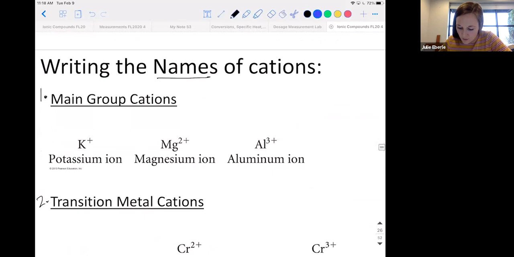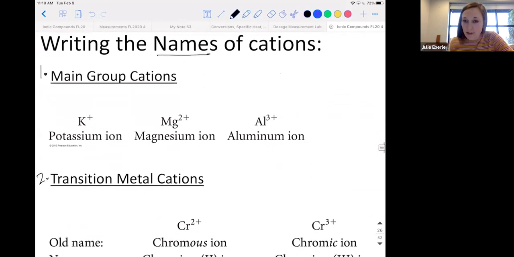So, main group. It's very simple. If this is our cation, we just name the element and put the word ion. No Roman numerals. So K+ is potassium, add the word ion. Magnesium, Mg2+: name the element, magnesium, add the word ion.